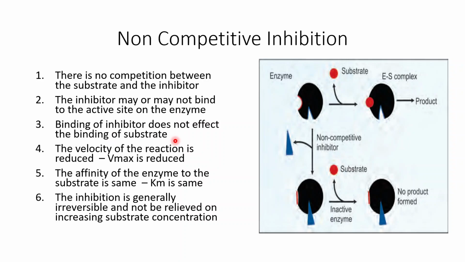Here the affinity of the enzyme and the substrate is not altered, so the Km value will remain the same. The inhibitor is not affecting the affinity of the substrate to the enzyme, so the Km value remains the same. But because it is an inhibition of the reaction, Vmax is reduced in this case. The inhibition is generally irreversible and cannot be relieved on increasing substrate concentration, unlike competitive inhibition, where increasing the substrate concentration reverses the inhibition. So here the inhibition is not reversible.